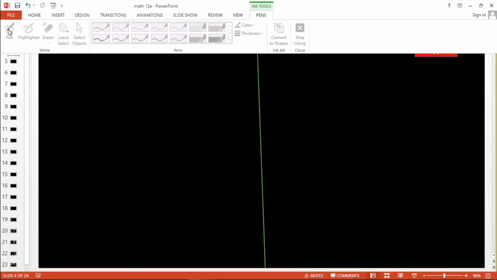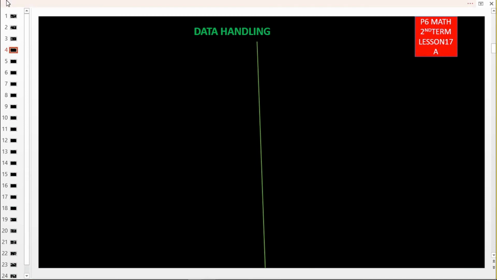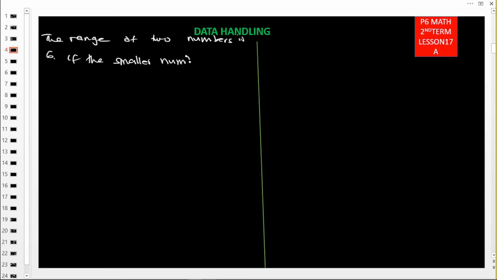So let us continue. Let us get other examples. Okay, so we are having this one. The range of two numbers is 6. If the smaller number is 8, find the bigger number. So here we have to find the bigger number. So let the bigger number be y.